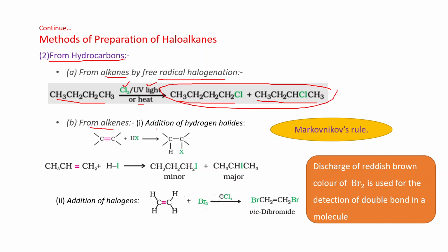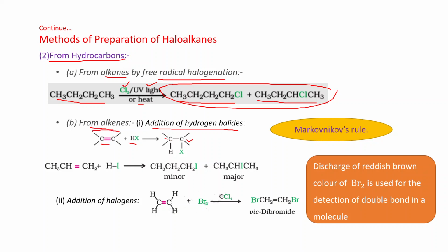From alkenes, addition of hydrogen halides, that is HX. This is the double bond. This is the addition reaction. This is HX. The pi bond will break, and H is added to one of the double bonded carbon atoms, and X will go to the other double bonded carbon atom.